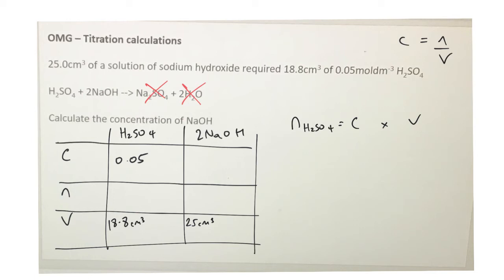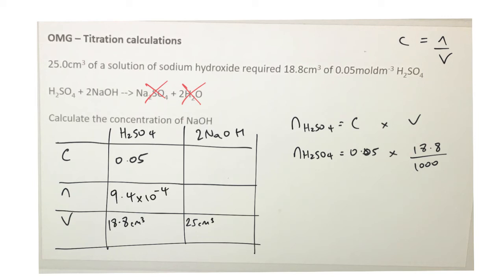So in this, my number of moles of H2SO4 is going to equal 0.05 times 18.8. And because we're talking in centimetres cubed and I need to go to decimetres cubed, I've got to divide that by 1,000. Just doing this in my calculator now. I'm making sure I'm doing everything clear. And so I've got 9.4 times 10 to the minus 4 moles of sulfuric acid.